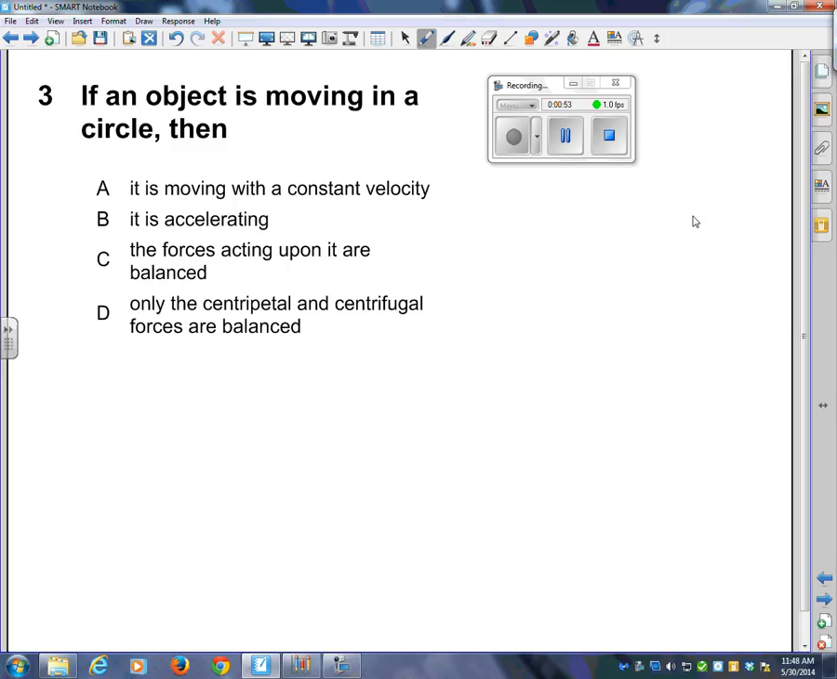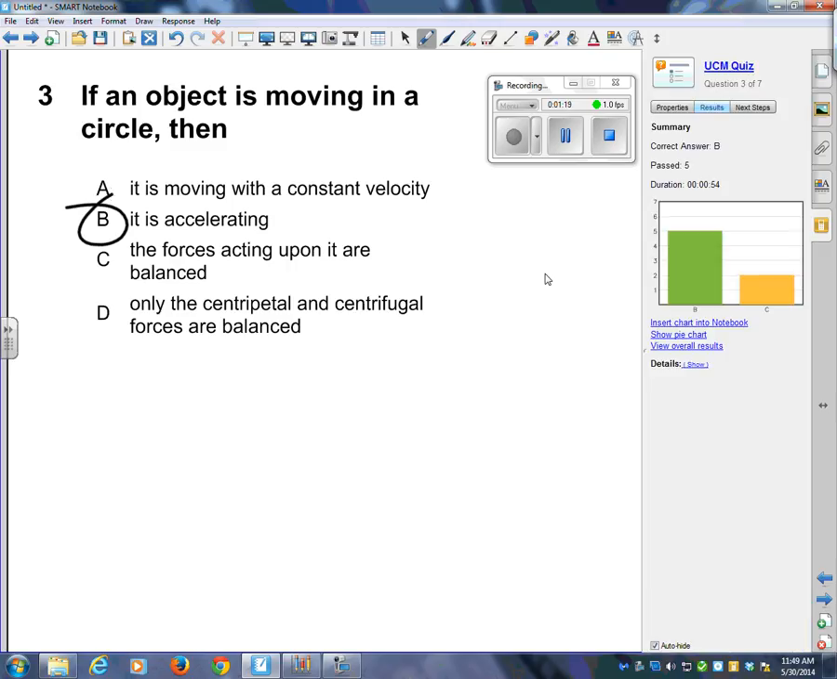If an object is moving in a circle, then... Correct answer is D. It is accelerating. It is not a constant velocity because the direction changes. It is the force acting upon a balance. That's not true because it is accelerating. And only the centripetal and centrifugal force are balanced. There is no such thing as a centrifugal force. And if it were balanced, then it would not be accelerating. So the correct answer actually is B, accelerating.